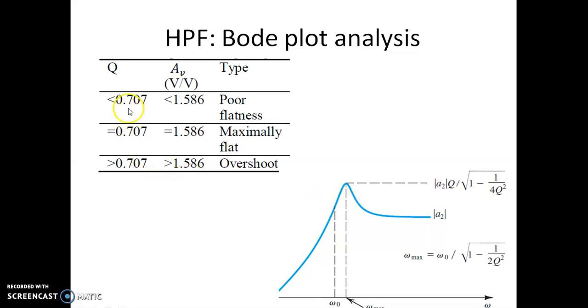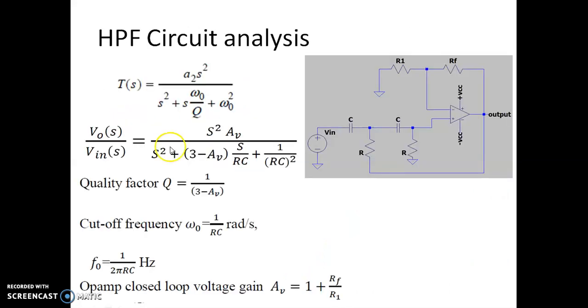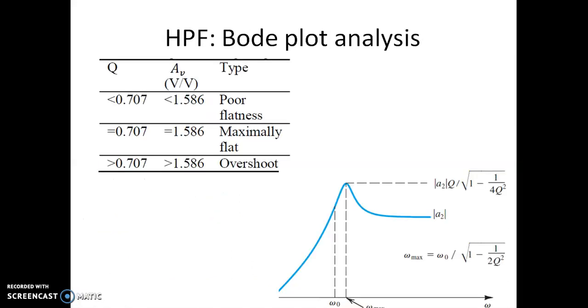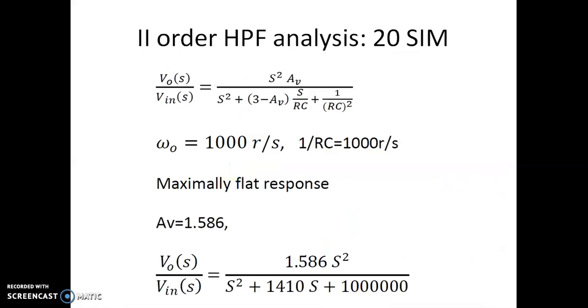So this is the comparison between Q and AV values. We know that Q and AV are related using this expression. Suppose Q has to be less than 0.7, then AV should be less than 1.56. So that's what we have here. That type of gain is going to have a poor flatness, and if the gain is exactly equal to 1.56, we'll have a maximally flat response. Similarly, for overshoot, we have to have more than 1.56.